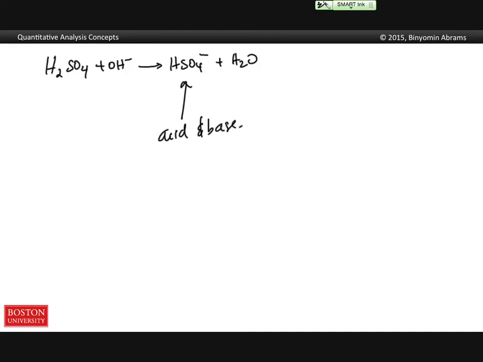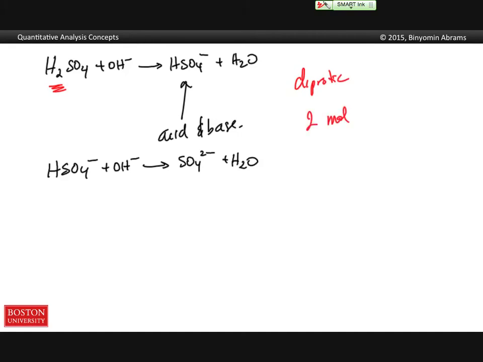So hydrogen sulfate ion is the conjugate base of sulfuric acid, but it itself is also still an acid. And so hydrogen sulfate can further be titrated with hydroxide to make the sulfate ion and water. So we see here that for a diprotic acid, we will need 2 molar equivalents of hydroxide for every 1 mole of sulfuric acid.